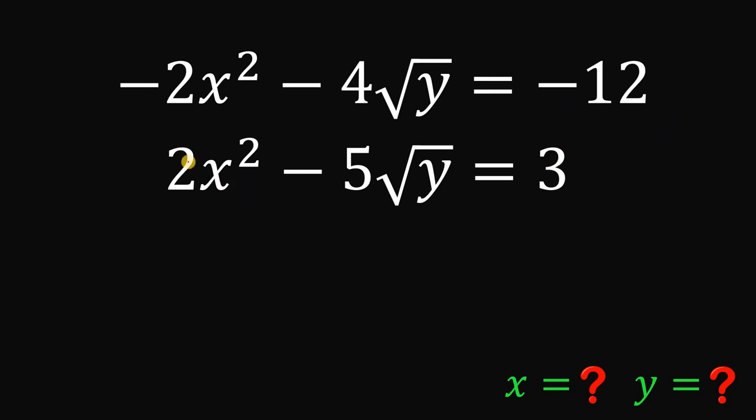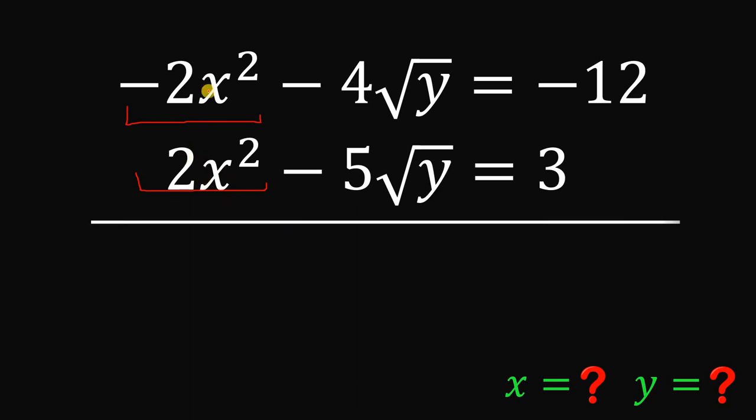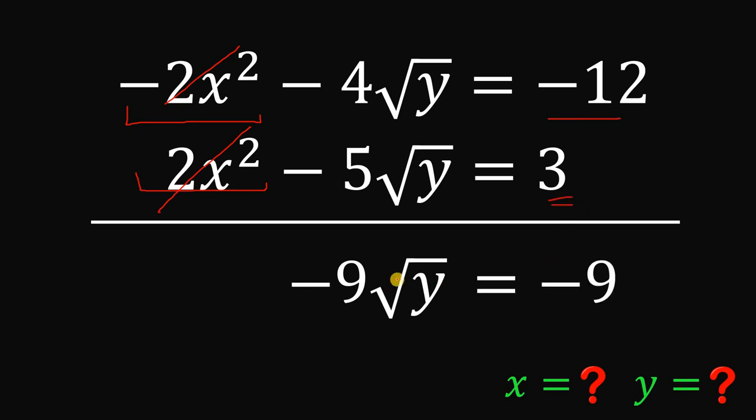negative 12. Now, we have a term negative 2x squared and positive 2x squared. So, if we add these two equations, we can cancel out the terms negative 2x squared and positive 2x squared. So, let's do that. If we add this, we get rid of this. This is just 0. Negative 4 times square root of y plus negative 5 square root of y will give us negative 9 square root of y. And it must be equal to negative 12 plus 3, and this is negative 9.